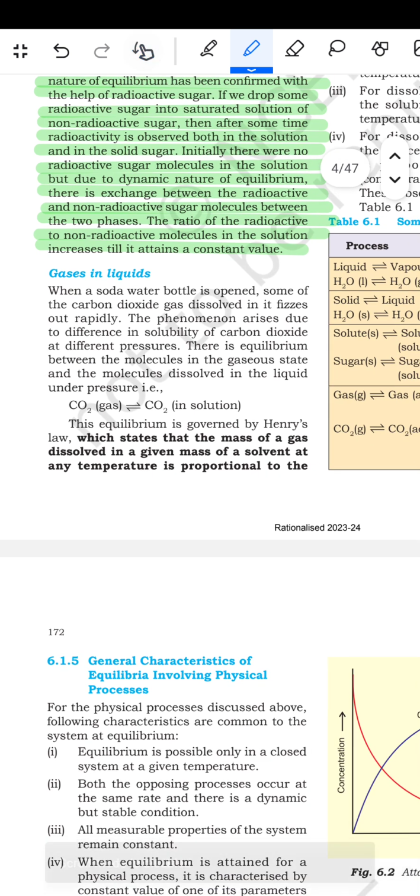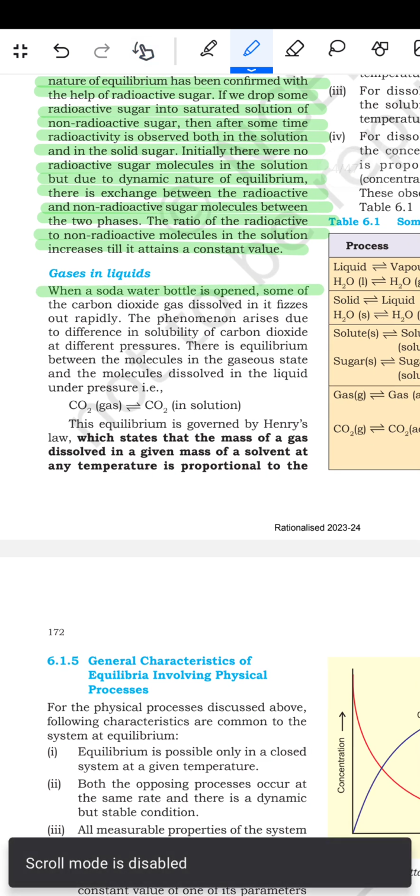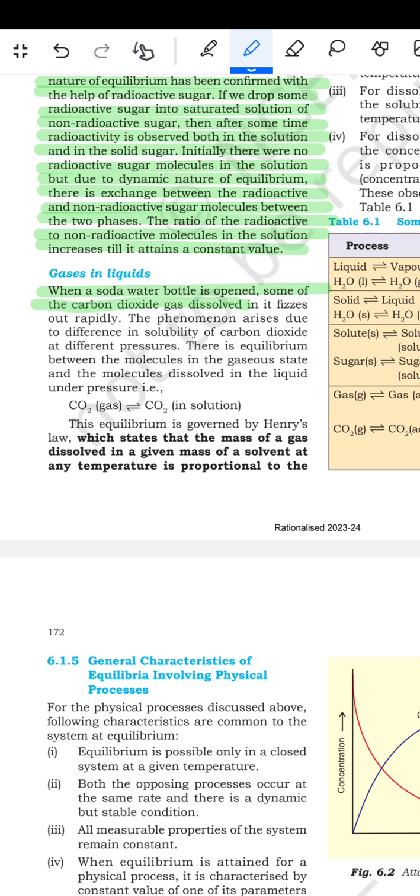Next, gas phase in the liquid. When a soda water bottle is opened, some of the carbon dioxide gas dissolved in it fizzes out rapidly. The phenomenon arises due to the difference in the solubility of carbon dioxide at different pressures. There is equilibrium between the molecules of the gaseous state and the molecules dissolved in the liquid under pressure. That means there is equilibrium between CO2 gas and CO2 in the solution.